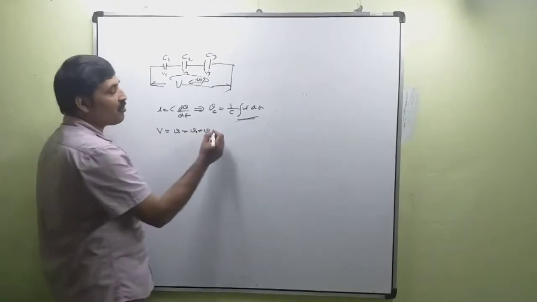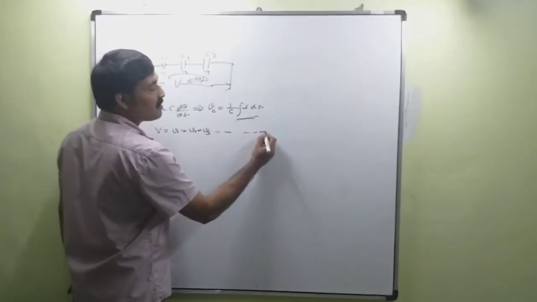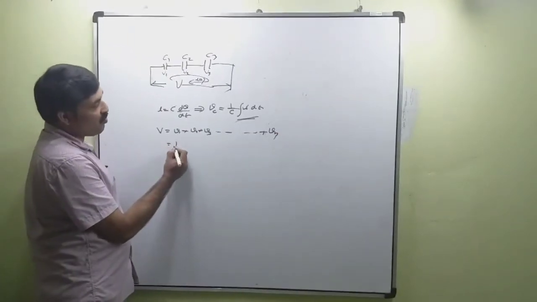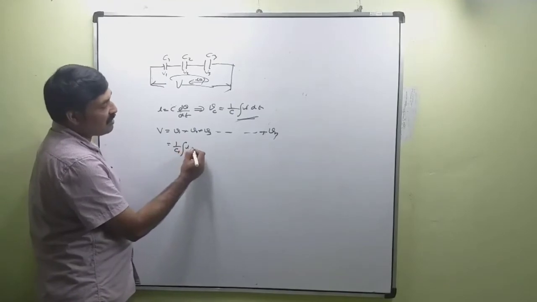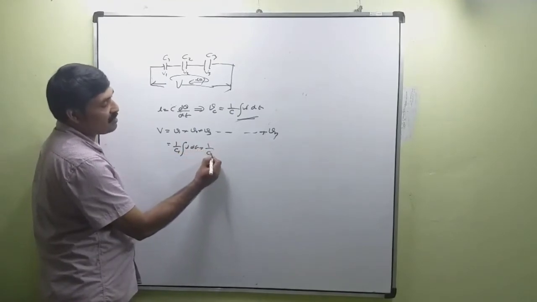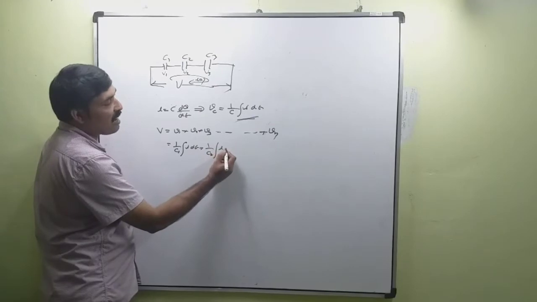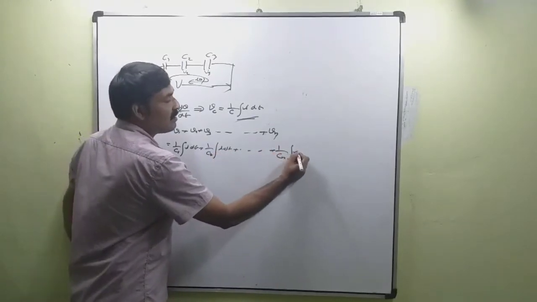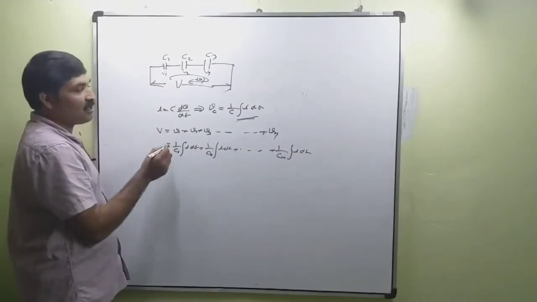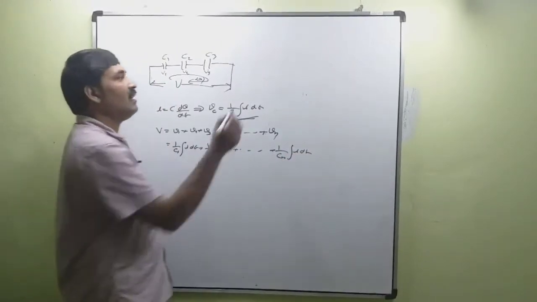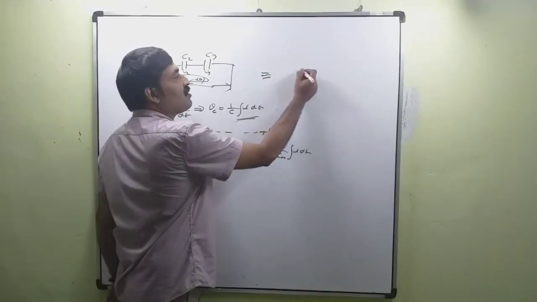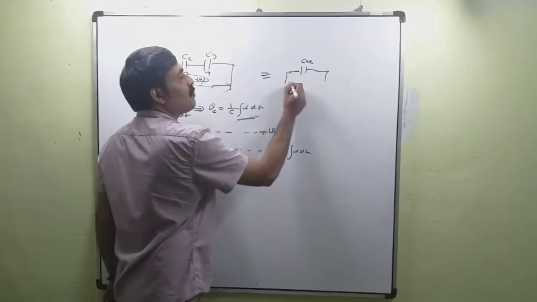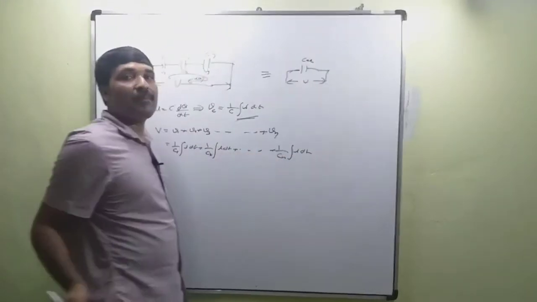Suppose we have n number of capacitances, then we can write V equal to V1 up to Vn. Now V1 is equal to 1 by C1 into integral I dt plus 1 by C2 into integral I dt up to plus 1 by Cn into integral I dt. So this is replaced by an equivalent capacitance, that is C equivalent, and the same voltage is applied across the equivalent capacitance.